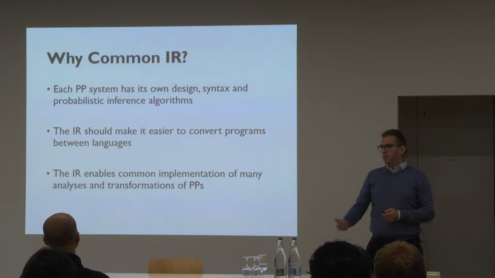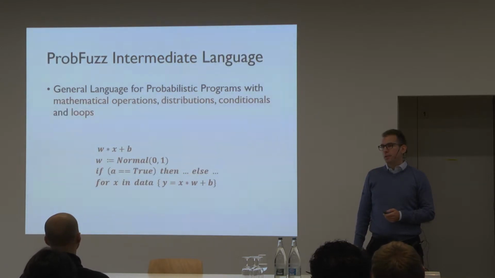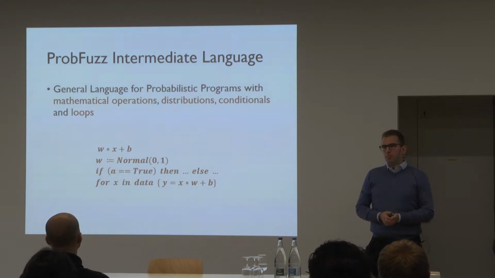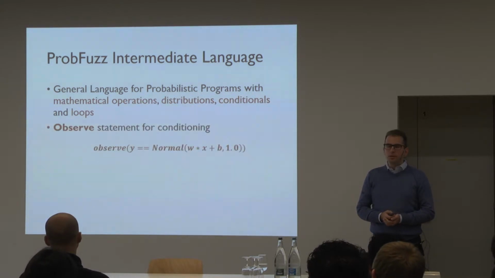So how does this IR look? Well, if you've seen any of the papers on probabilistic programming, this will look very familiar. It's just like the pseudocode that most of us write in the papers. So what do we have? We have mathematical expressions, assignments, sampling from distributions, conditionals, for loops. Then we also have an observe statement for conditioning that can encode both conditions and factors.